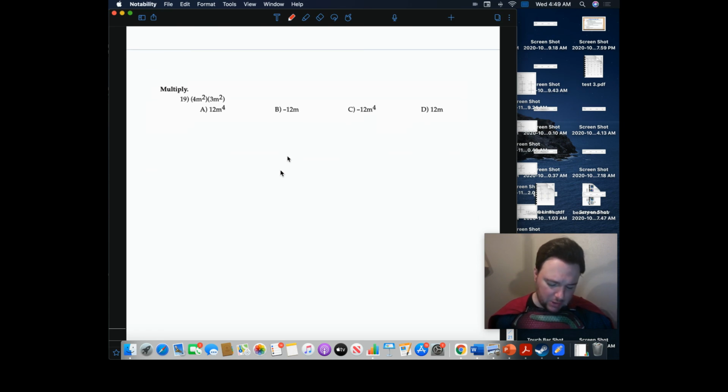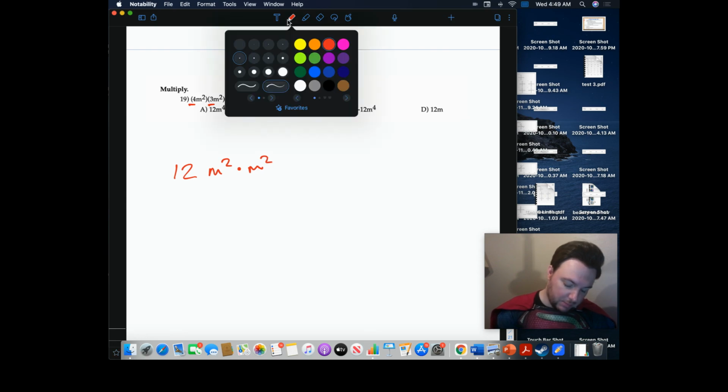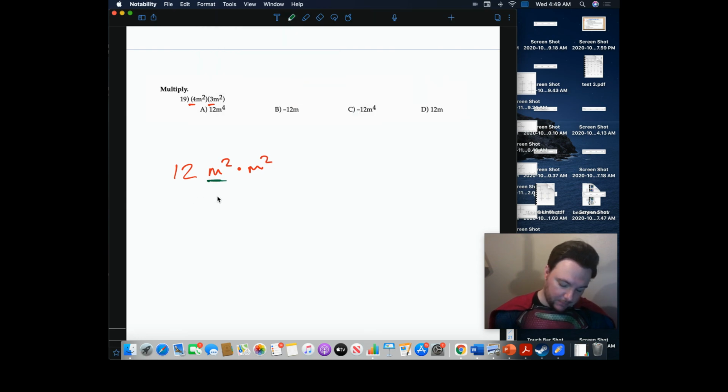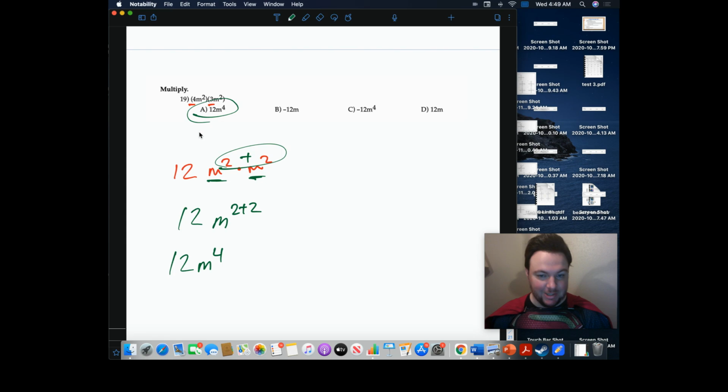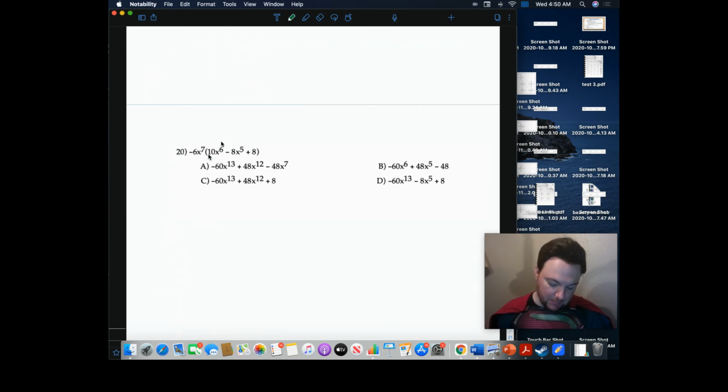This is just a review. When you multiply, you just multiply the values together. So 4 times 3 is 12. And when you do m squared times m squared, we know that when we multiply and the bases are the same, we add the exponents. So 2 plus 2 is m to the 4th. Superman likes puns. Okay, last one.